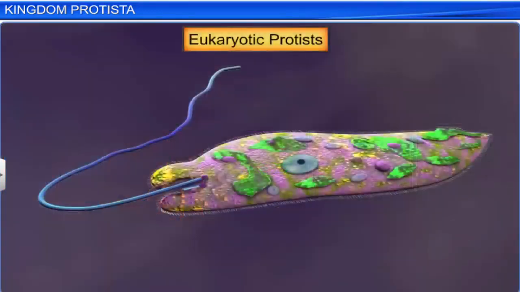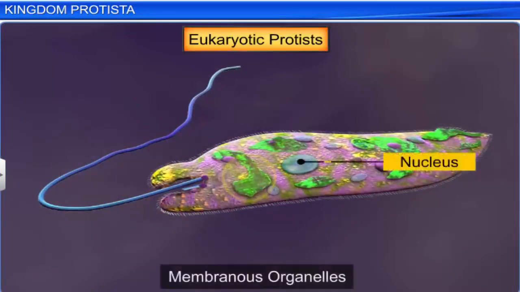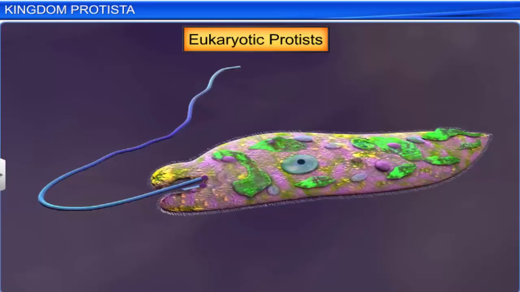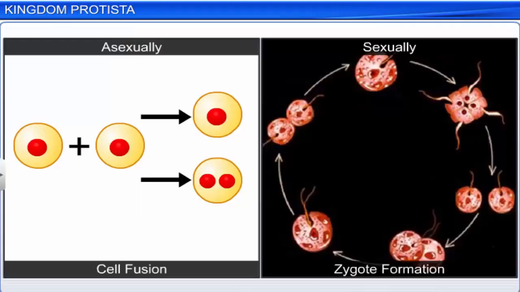Since they are all eukaryotes, they contain a well-defined nucleus and other membranous organelles. Some protists also have either a flagellum or a cilium. They reproduce both asexually through cell fusion and sexually via zygote formation.